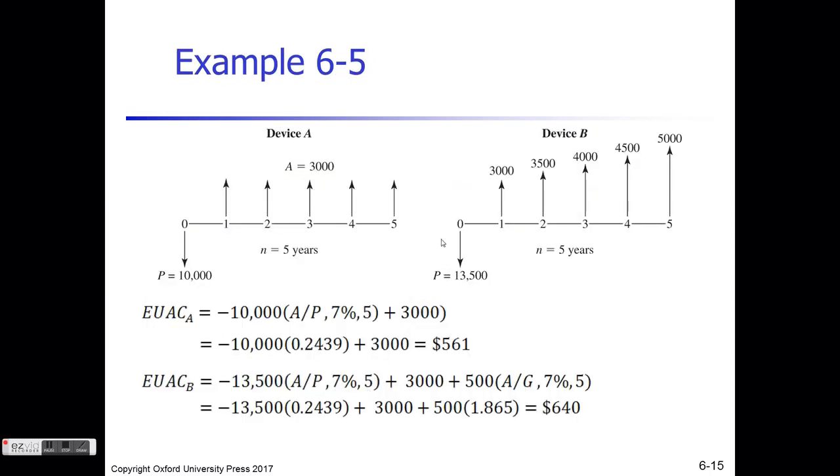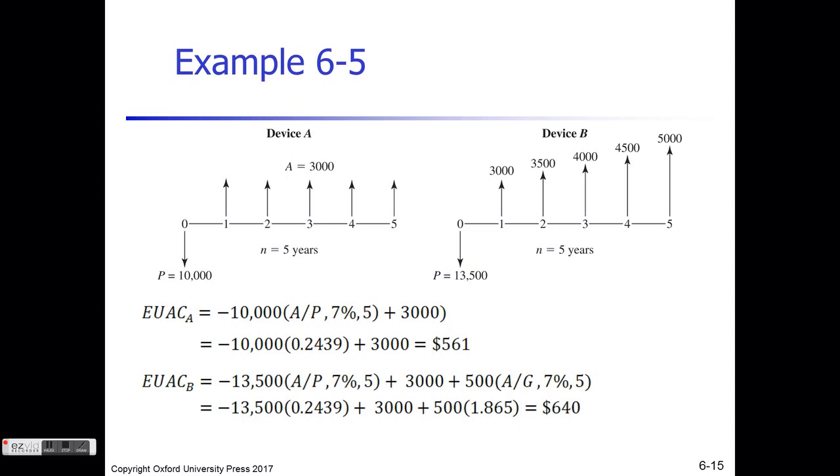Now, this is a very interesting example because what they are giving you here is two alternatives, device A and device B. Device A, as you see, has 5 years with an interest of 7% in both of them, and then you have an n equal to 5 years. You have a present cost of $10,000, which, as you see, the arrow is going down, so it's probably a cost, and then you will have a benefit of $3,000.